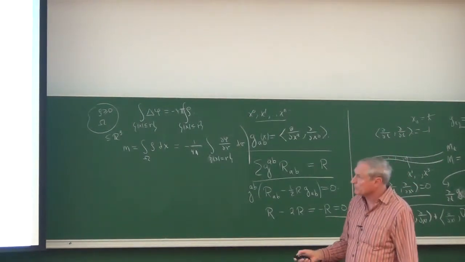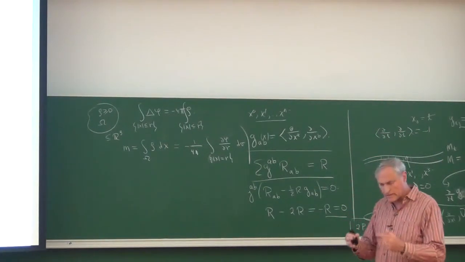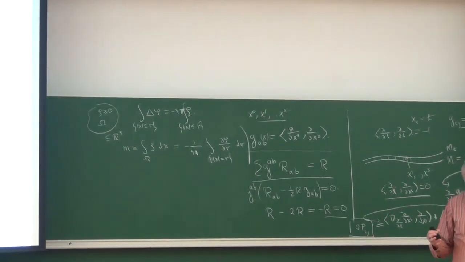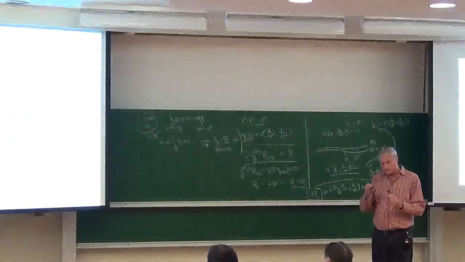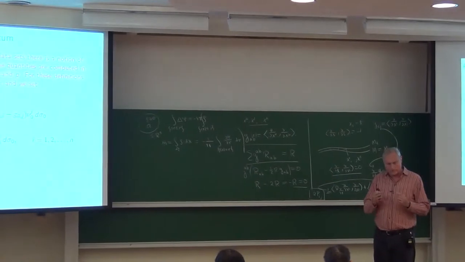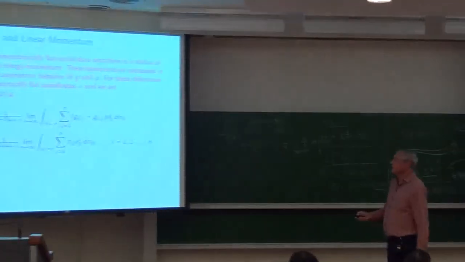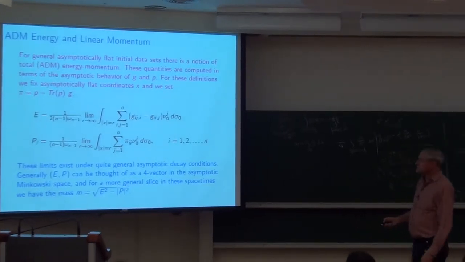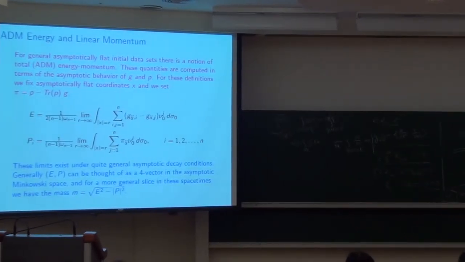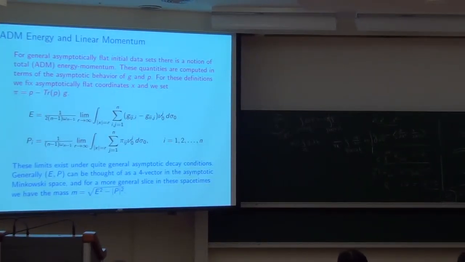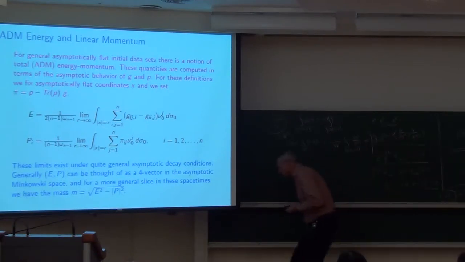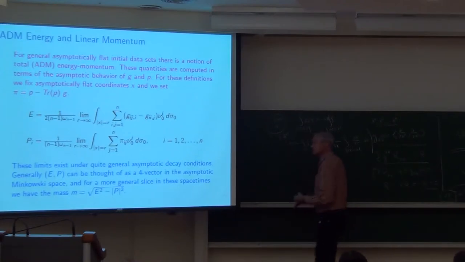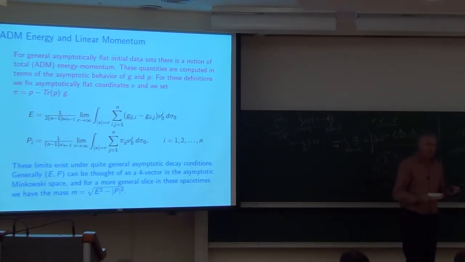And then the linear momentum is a function, and again, it's a space-time thing. It's because the energy and linear momentum together form the four-vector. And so that also has an asymptotic expression. Let me just say, the limits exist under quite general asymptotic decay conditions. Let me just explain why the limit exists. The limits exist because of the constraint equations.